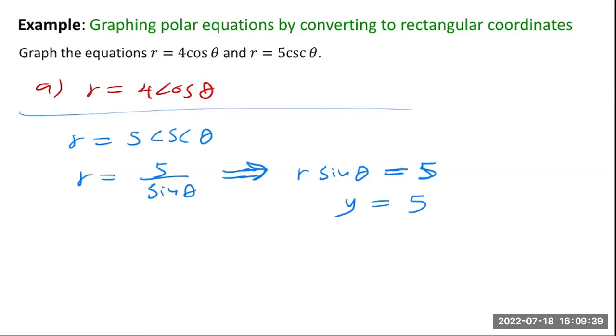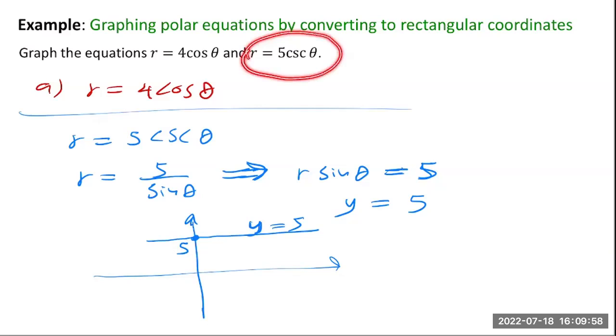How do you draw the graph of y is equal to 5? Go to the plane, y is equal to 5 is a line like this, right? This is the line y is equal to 5 with this coordinate being 5. It's a horizontal line. So that is the graph of this polar equation in rectangular coordinates. All right, that completes that example, and actually that completes that section as well. I'll stop there and I'll see you next time.